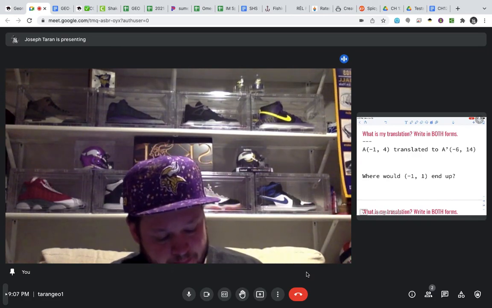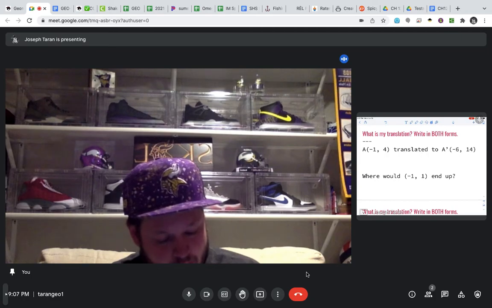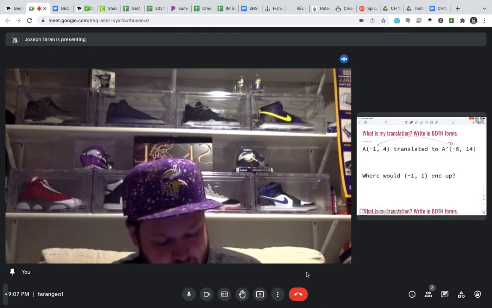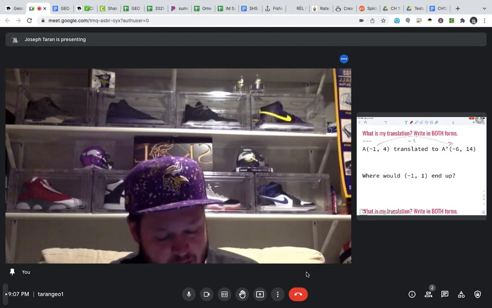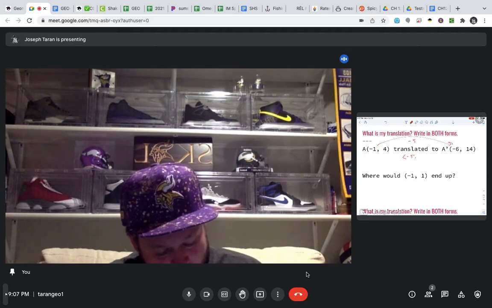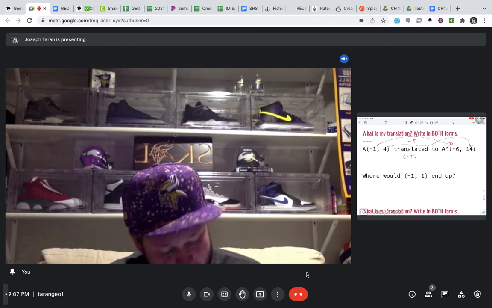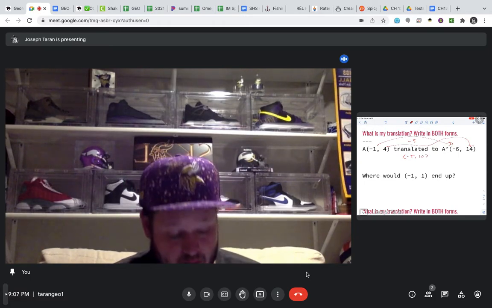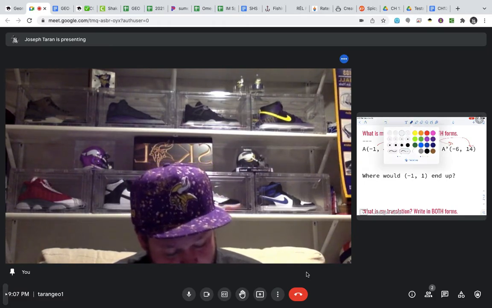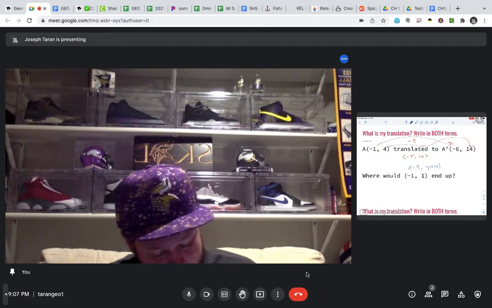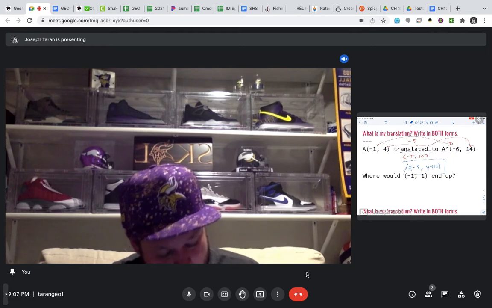So again, from negative 1 to negative 6, it looks like I'm subtracting 5. So I'm going to go minus 5. And from positive 4 to positive 14, it looks like I'm going up 10. So that's what it would look like that way. Or you could just say something like x minus 5, y plus 10. Both of these would be correct.